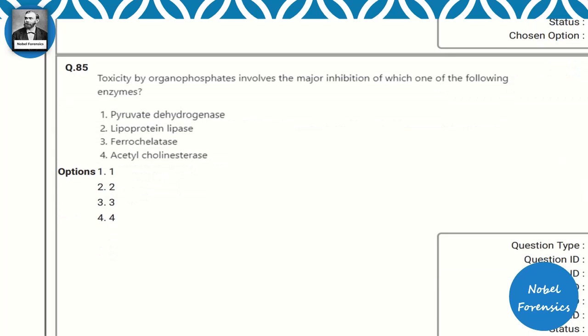Then 85. Toxicity by organophosphates involves the major inhibition of which one of the following? It includes acetylcholinesterase. Option 4 is correct.